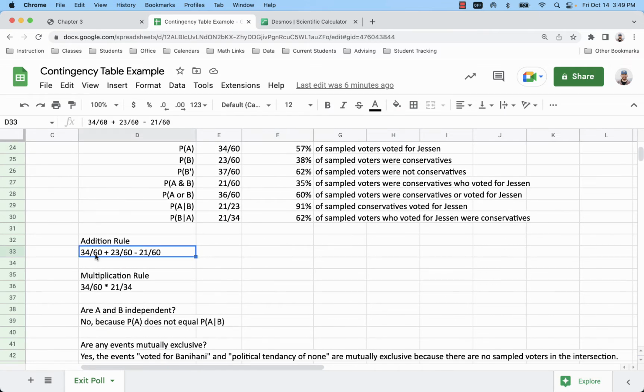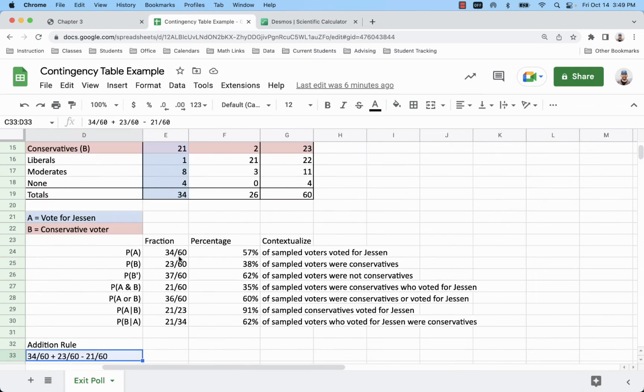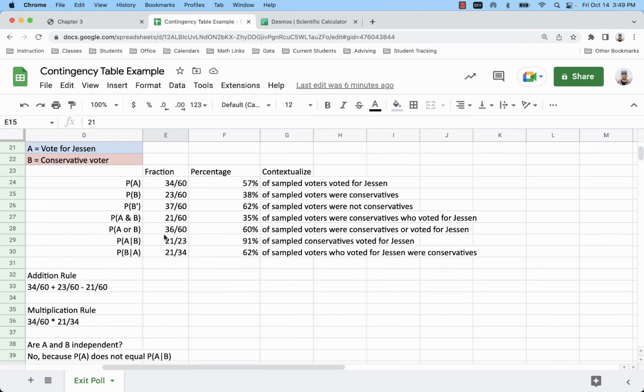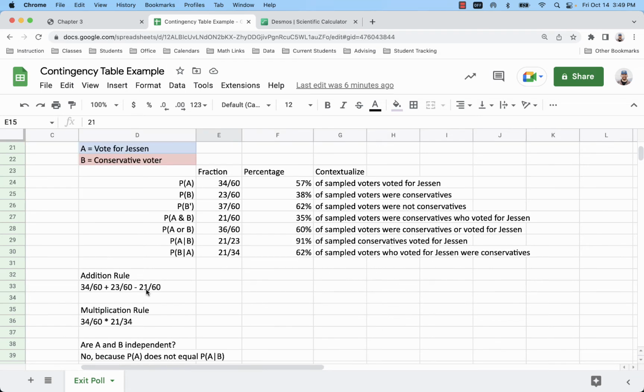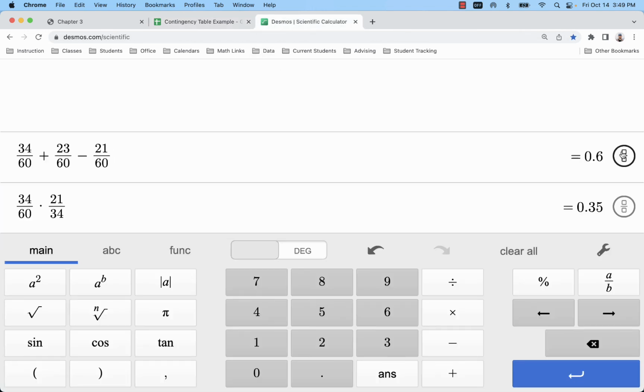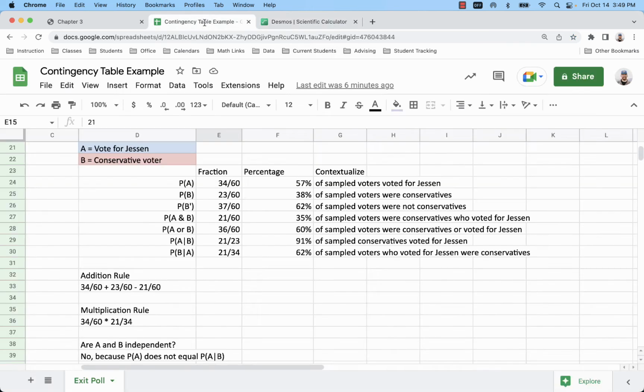If we use the addition rule, we say we have 34 out of 60 in group A. We have 23 out of 60 in group B. And then we double counted the 21, and so that gets subtracted back out. 34 plus 23 minus 21 out of 60 is 60%, or 3/5, and that should be the same thing we get right here. So you really don't need the addition rule. Really the same goes for the multiplication rule.